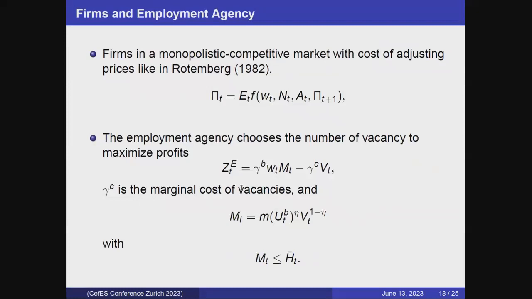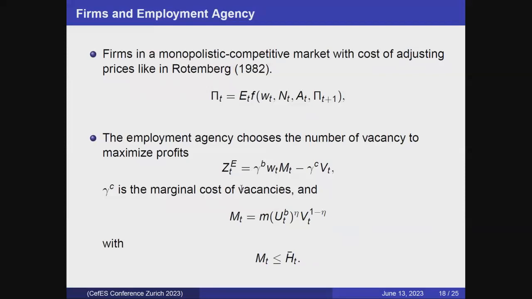The other important feature of the model and the novelty here is this employment agency. So basically, this is the agency that decides how many vacancies to post. Okay? So basically, they have to create a vacancy, they have to spend some resources. And you see gamma C times VT. So that's the cost of creating vacancies.